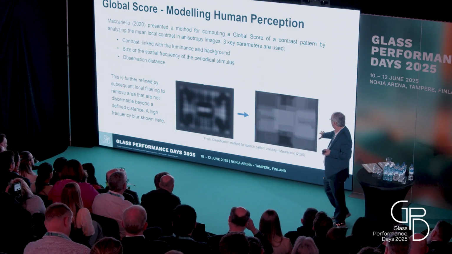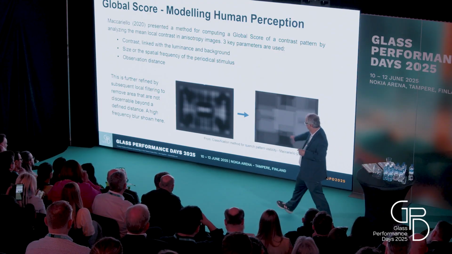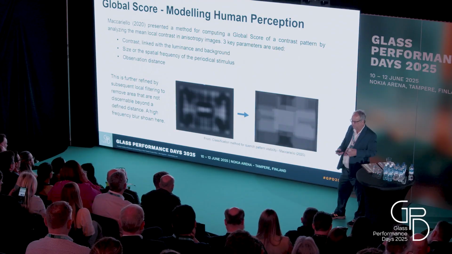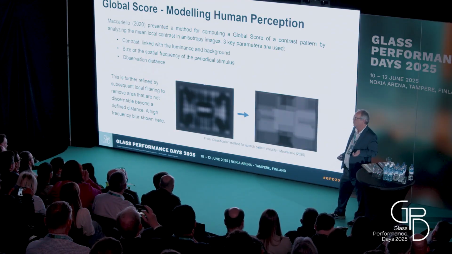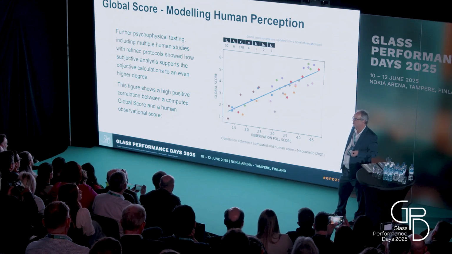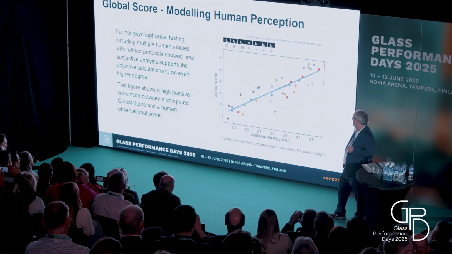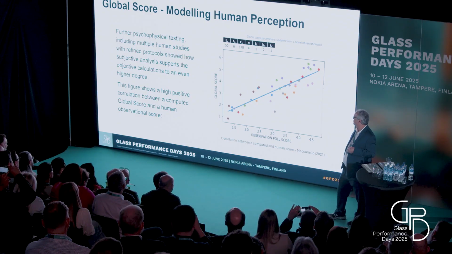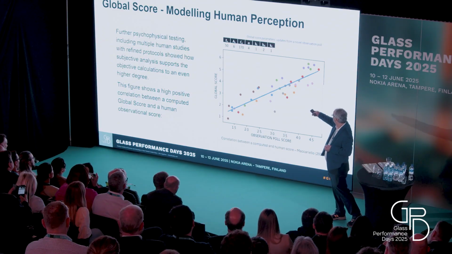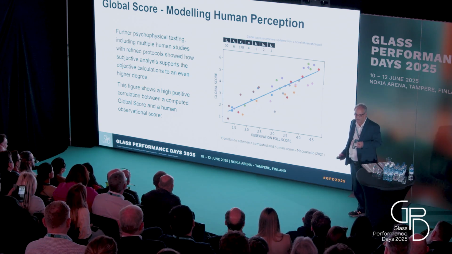And they further refined this by adding local filtering based on a certain distance from the pattern, so patterns that were only visible when you were close were filtered out. And this, along with the evaluation of the coating, gave an actual method to generate a global score, which modeled the actual human perception of the objectionability of the pattern in the glass. And some further psychophysical testing with humans showed, and all the dots are what human observers saw and how they rated it compared to the global score, a very good correlation between those two.